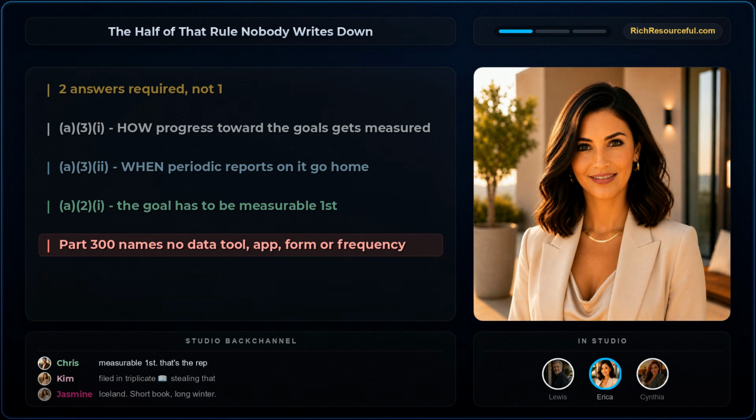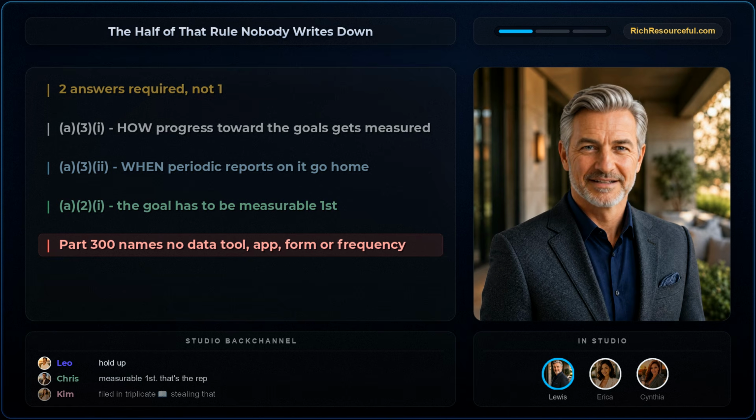Here's what the section doesn't say. Pick an app. Use this form. Take data daily. Those instructions aren't in Part 300. Districts add, and they're allowed to. A state or a district can build on top of the federal floor, and plenty of genuinely good practice lives up there. Some of those packets are excellent.